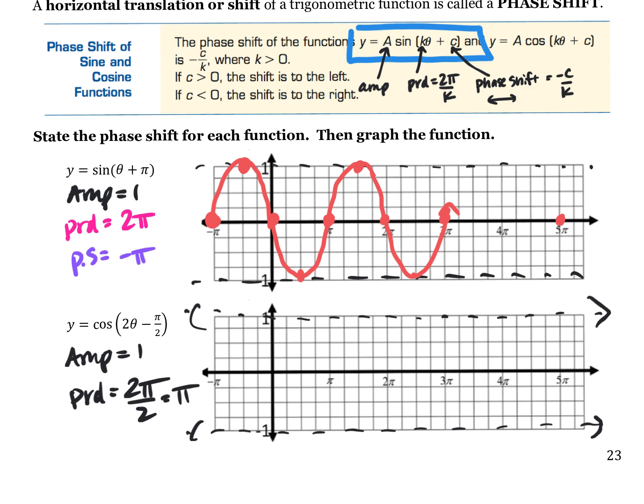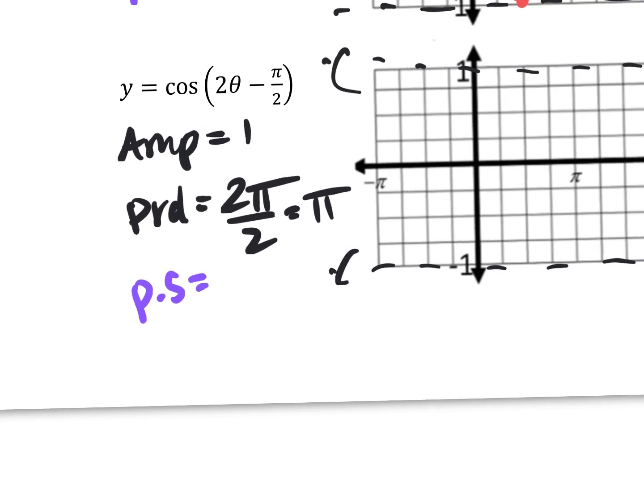Let's talk phase shift, and then we'll go back to my graph. Phase shift is negative C over K. In this case, what would negative C be? Positive pi over 2, because it's got to be the opposite, right? Negative C over K. Dividing by 2 is the same as multiplying by 1 over 2. Phase shift, therefore, would be pi over 4. Awesome.